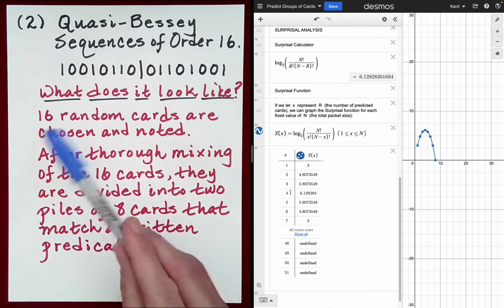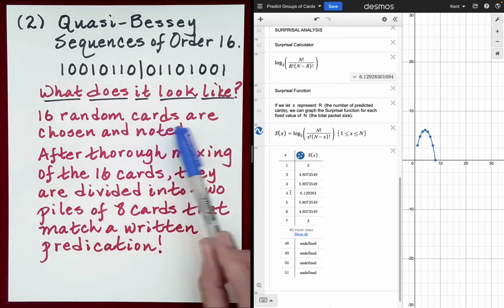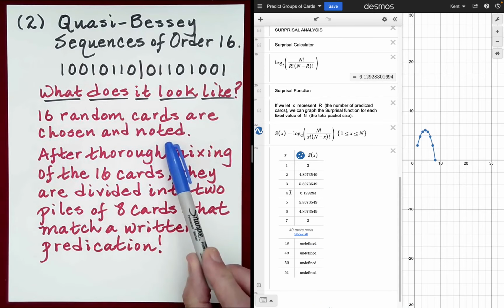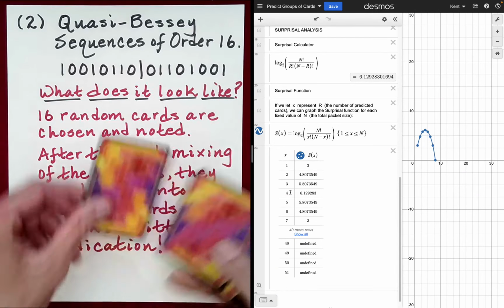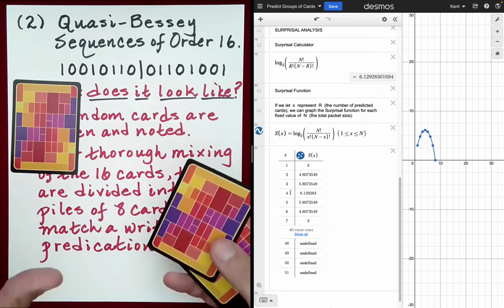Okay, so what does it look like? Well, here 16 random cards are chosen and noted. After thorough mixing of the 16 cards, they are divided into 2 piles of 8 cards that match a written prediction. So in this particular case, you would just deal out 16 random cards.